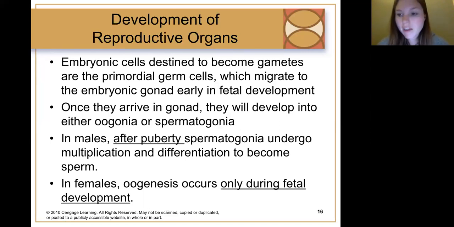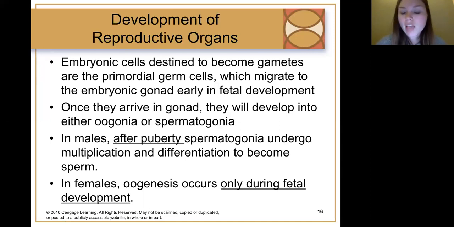Once they arrive in the gonad, they will develop into either oogonia, which is the egg, or spermatogonia, which is sperm. The gonia part just means that they're not fully sperm or fully an egg yet. That's the step before that, because remember, they have to mature to become actual functional cells. So that's just the gonia part of that term. Basically it just means they're not fully mature yet. It's the precursor to the mature stage.